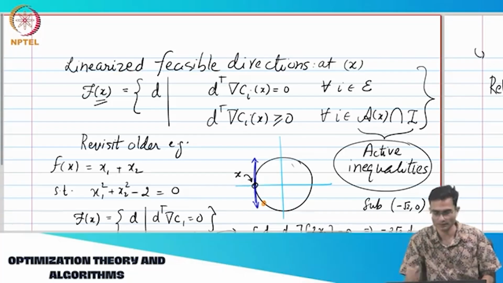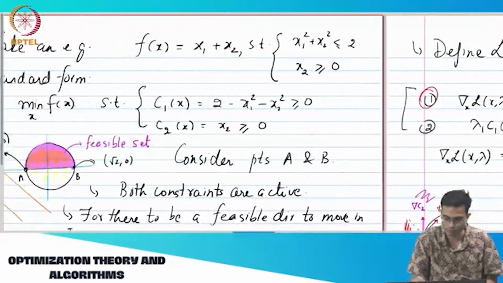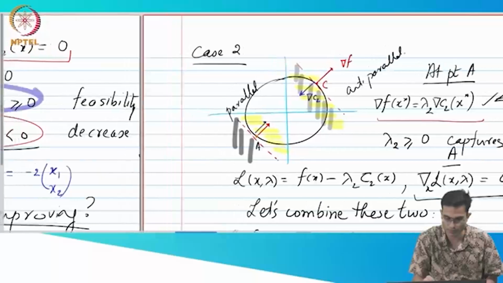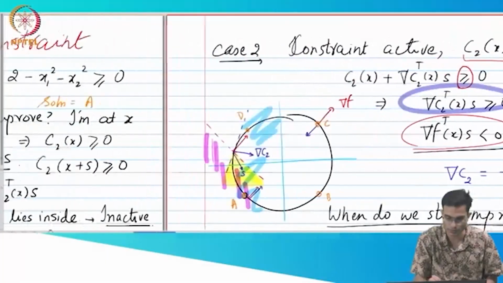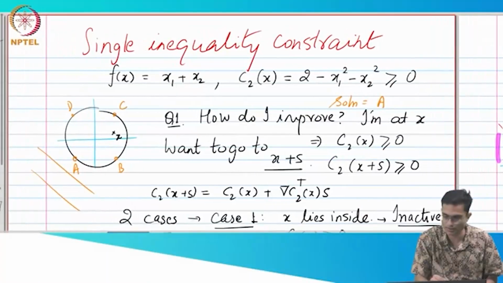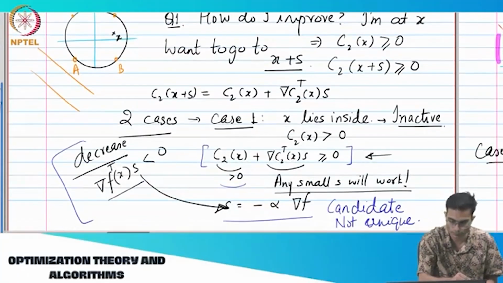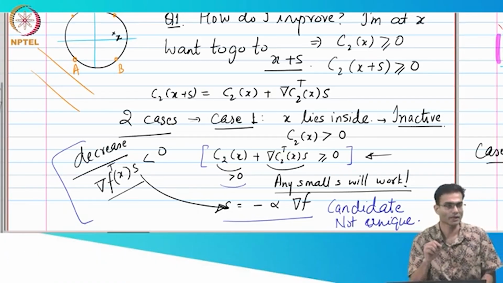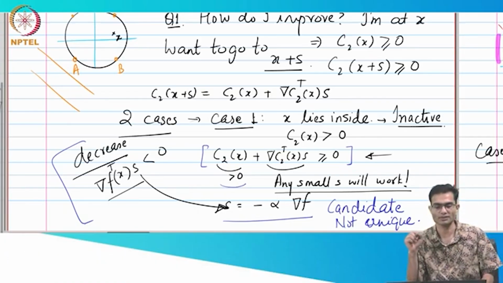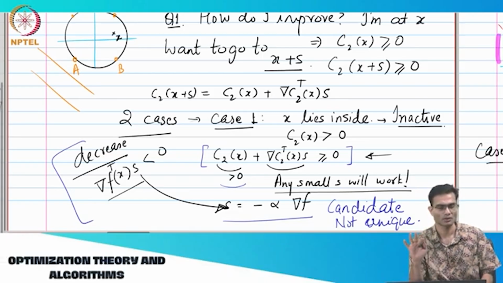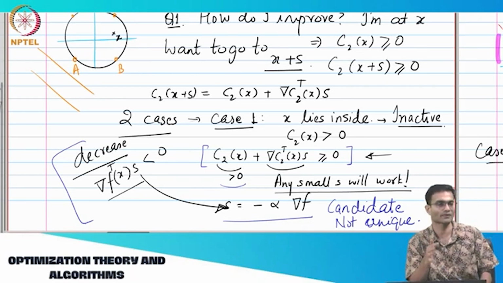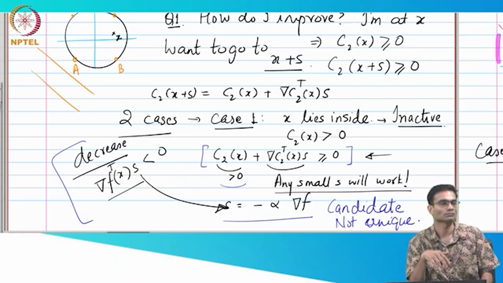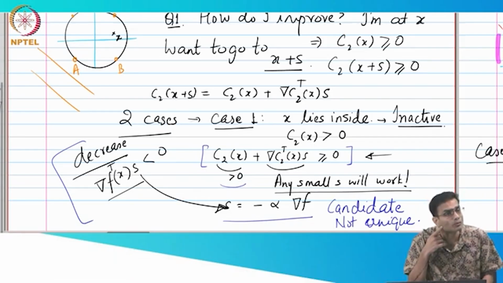Because let's go back to case 1 and case 2 earlier, the same problem. Case 1 was when x was inside this, right? At that point, if I ask you, what is a feasible direction? I am not even interested in decrease. So I am sitting here in the middle or somewhere inside. I ask you for a feasible direction, what would you say? At least 0.